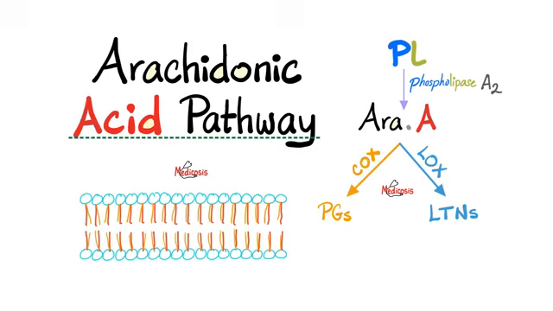To understand prostaglandins, you need to understand the arachidonic acid pathway first. This is the arachidonic acid. Where does it come from? It is liberated from the phospholipids. Where are the phospholipids located? In your cell membrane, which is a lipid bilayer.